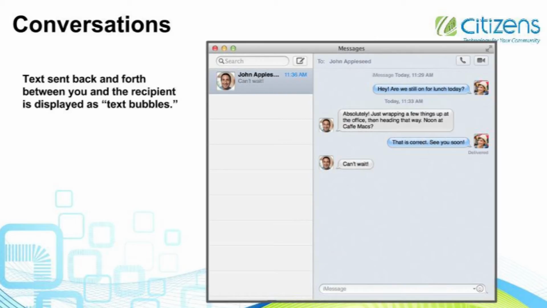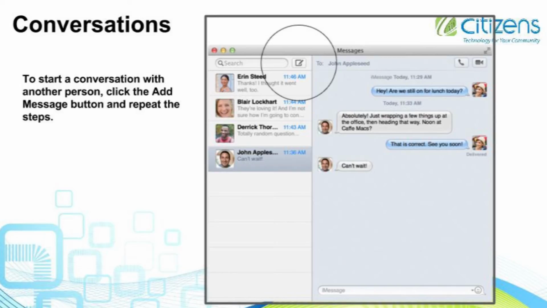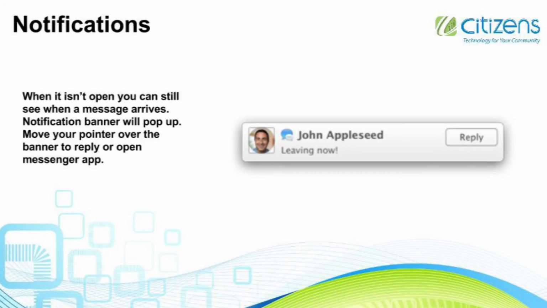Now, to start a conversation with another person, just click on the Add Message button, which is what I circled here, and repeat the following steps. Now, you can also get notifications for your messages, which look pretty similar to what your mail messages look like, or you can customize it to what you want. But if you want to reply instantly, you can just click reply and it'll take you right to the messaging app.